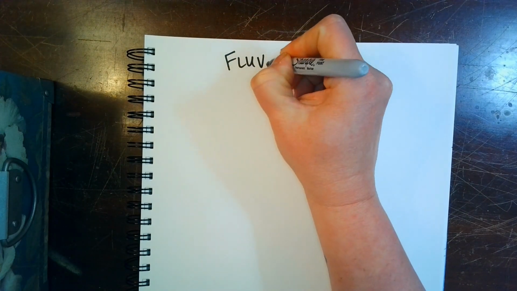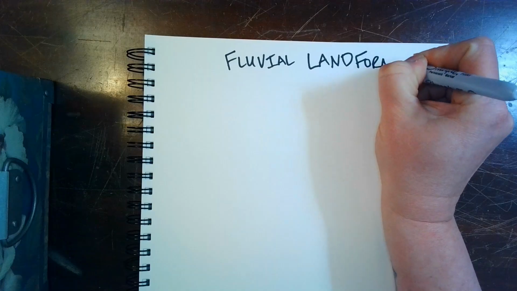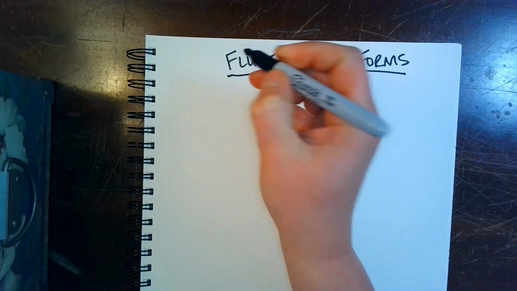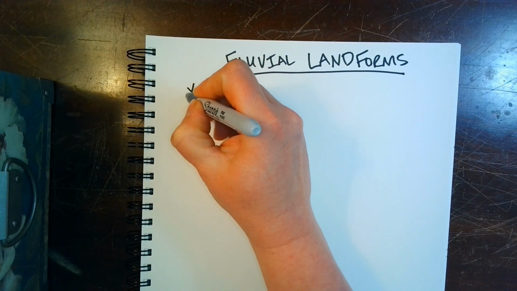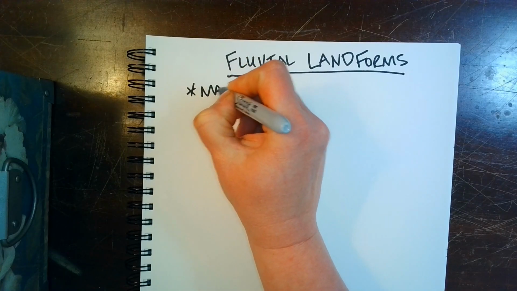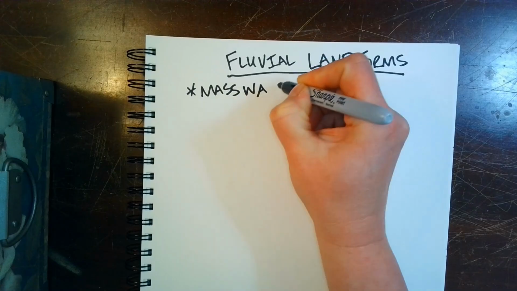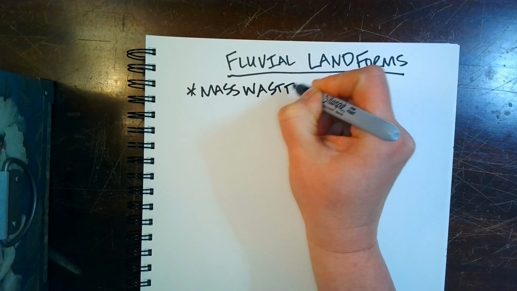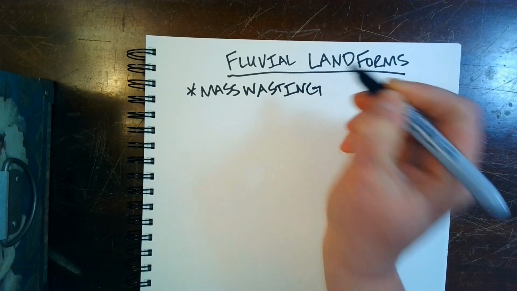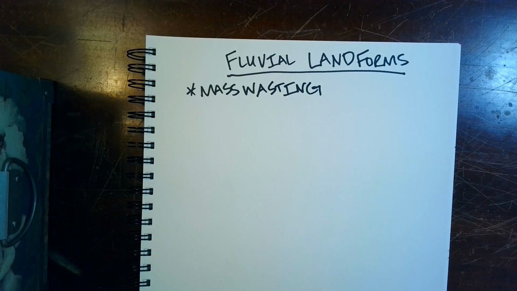Hello, everyone. Today we are going to talk about fluvial landforms, or landforms that are shaped by water. But before we can really understand what water does to the landscape, we need to talk about something that works hand in hand with it, mass wasting. And no, mass wasting is not a description of my weight loss journey.